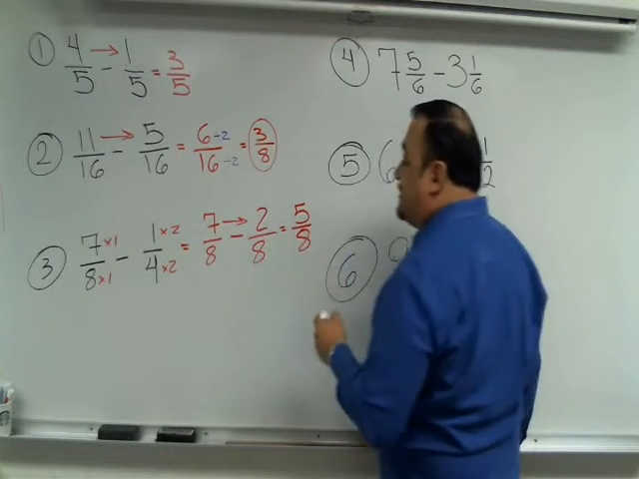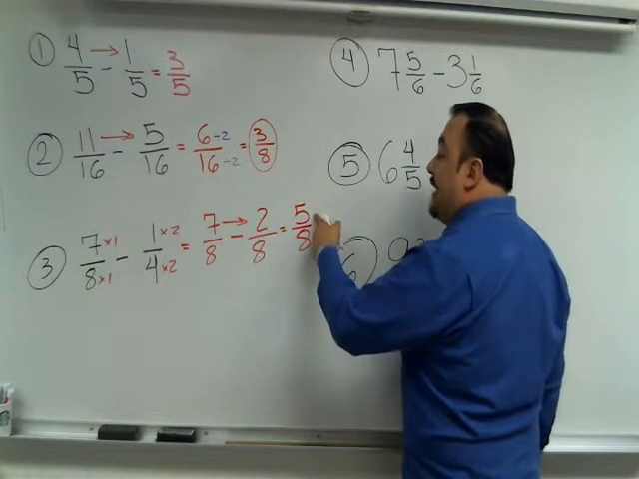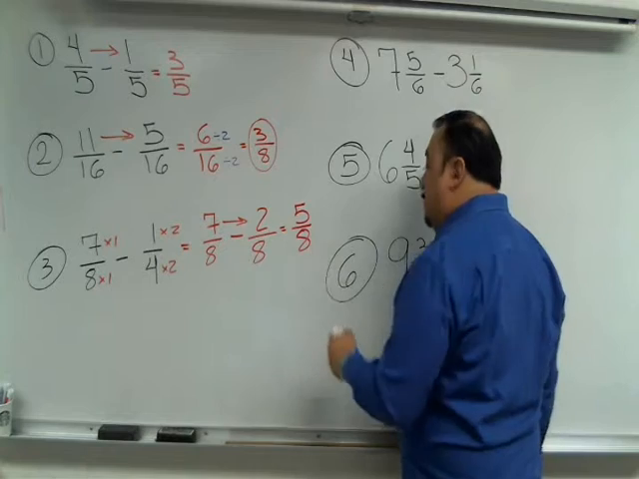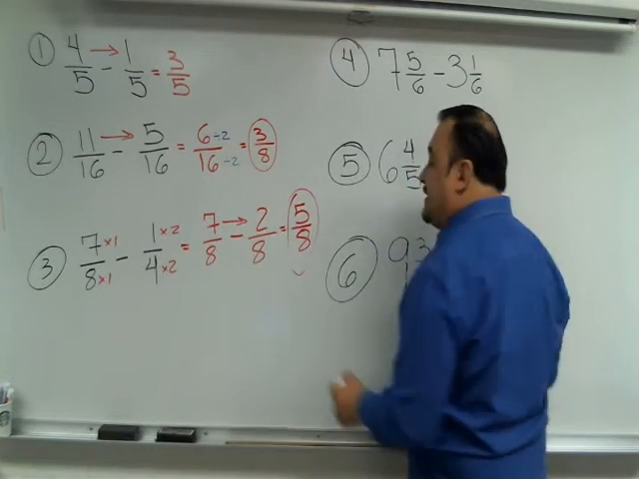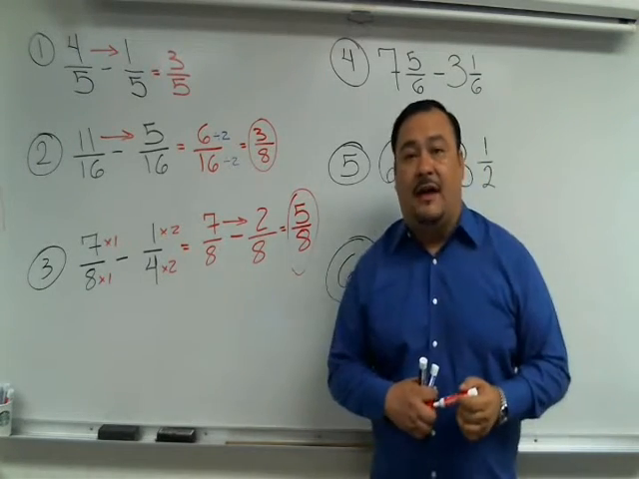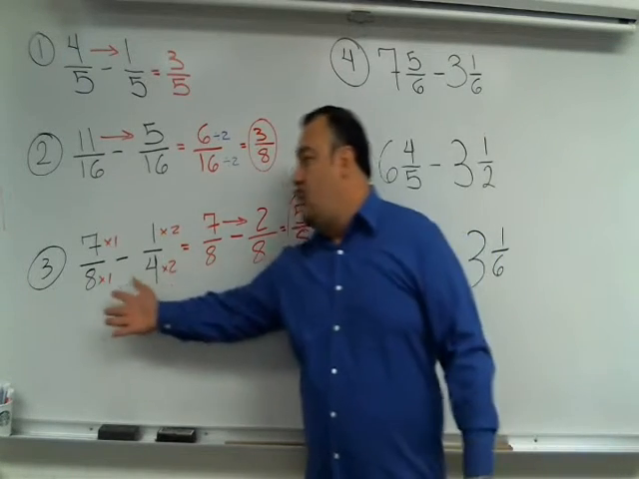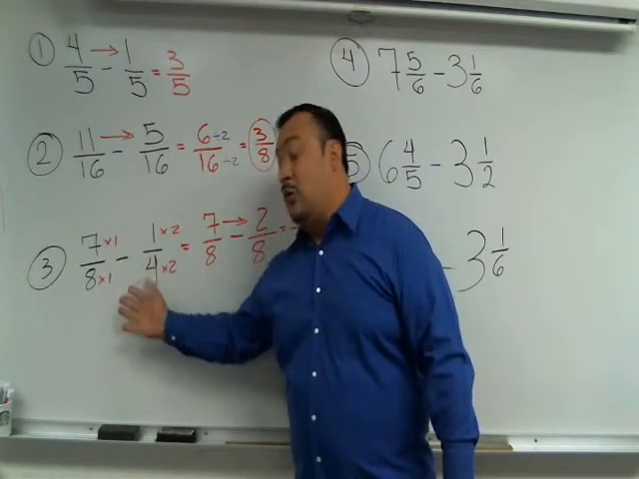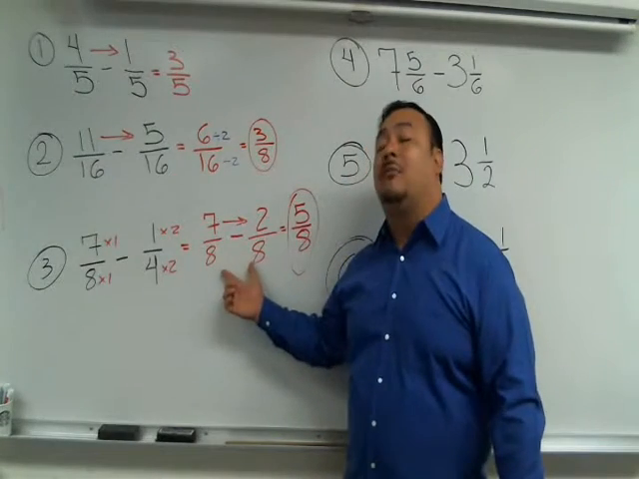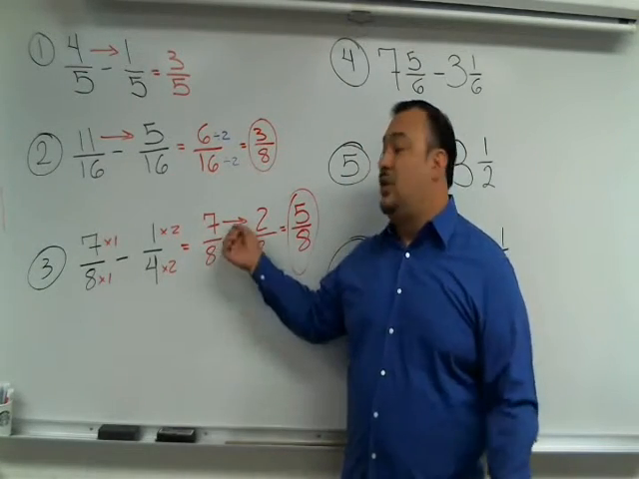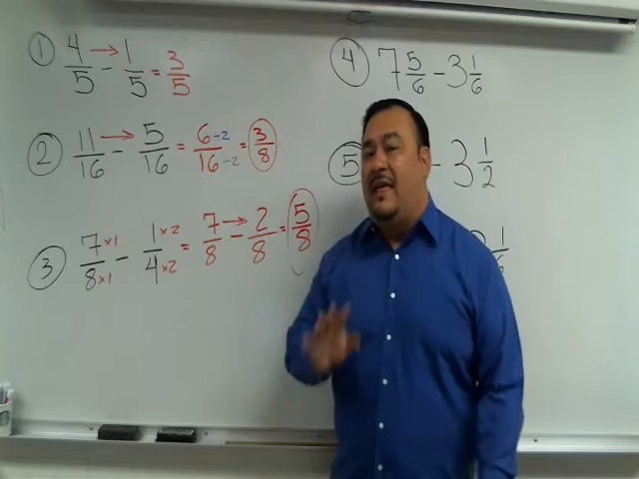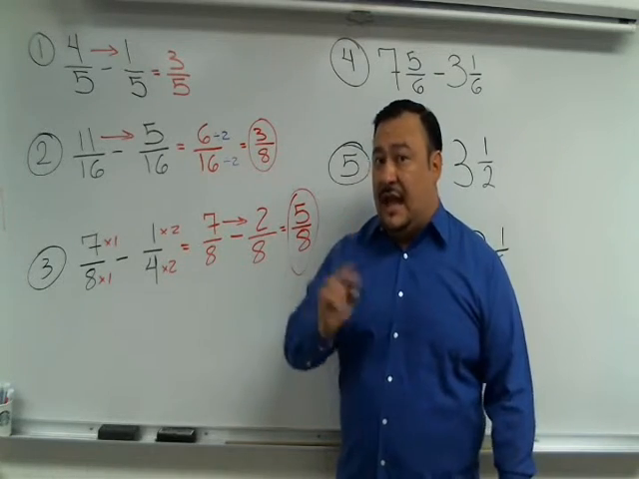Because the 5 is a prime number, I can only divide it by 5. Because the 8 cannot be divided by 5, that's my final answer, 5 over 8. Remember, when you don't have a common denominator, you want to make sure that you find one before you do any addition or subtraction. This only applies for addition and subtraction.